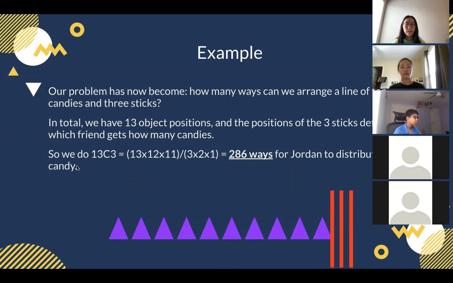So to solve this, we're going to do 13 choose 3, because we can just figure out how we're going to position the sticks within this to divide the candies. And so we're going to get 286 total ways for Jordan to distribute the candy. So 13 total objects, 10 candies plus 3 sticks, and then we figure out how to distribute the sticks.